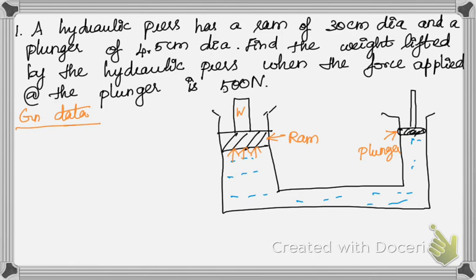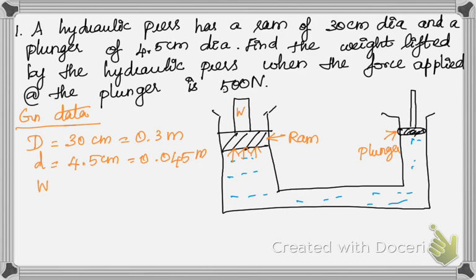So the hydraulic press has a ram of 30 centimeter dia. So we have to write the given data. I am keeping the diameter of ram as capital D, which is equal to 30 centimeter, which is equal to 0.3 meter. So I am converting it into meter. And a plunger of 4.5 centimeter dia, which is small d, 4.5 centimeter. When I convert it to meter, it becomes 0.045 meter. And find the weight lifted by the hydraulic press.